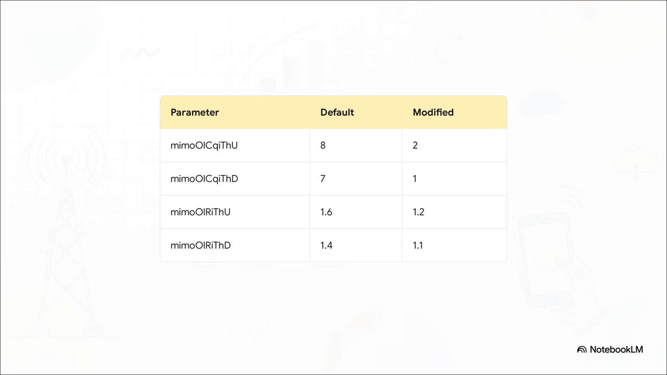To actually achieve this, we aggressively drop 4 specific MIMO parameters. We lower the CQI upper limit from an 8 down to a 2, and the CQI fallback limit from a 7 down to a 1. We also lower the rank indicator upper limit from 1.6 to 1.2, and its fallback limit from 1.4 down to 1.1. By dropping these defaults, you effectively trick the network into staying in dual stream.